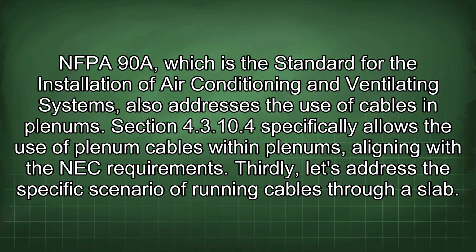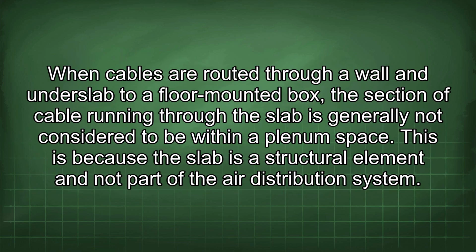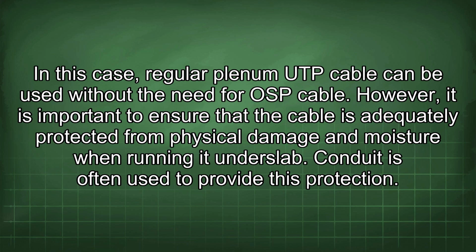Thirdly, let's address the specific scenario of running cables through a slab. When cables are routed through a wall and under slab to a floor-mounted box, the section of cable running through the slab is generally not considered to be within a plenum space. This is because the slab is a structural element and not part of the air distribution system. In this case, regular Plenum UTP cable can be used without the need for OSP cable.